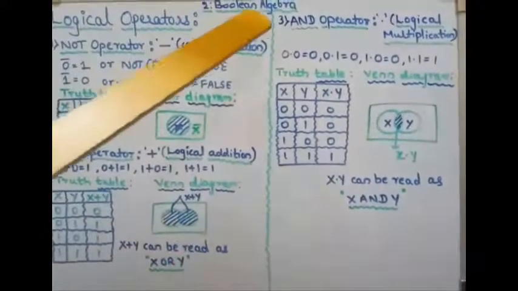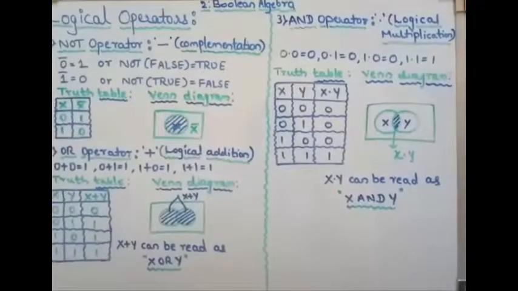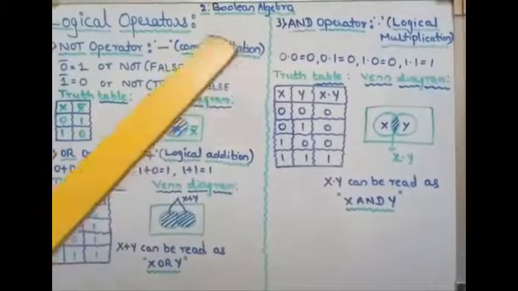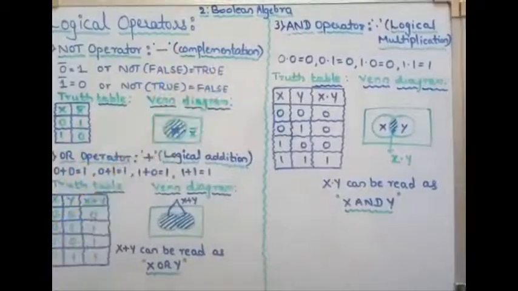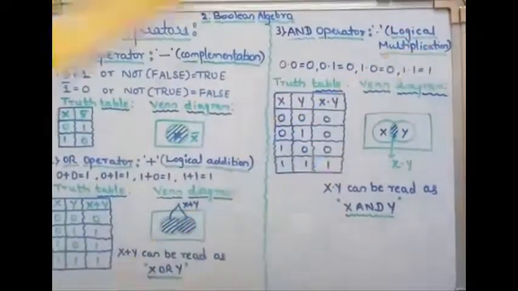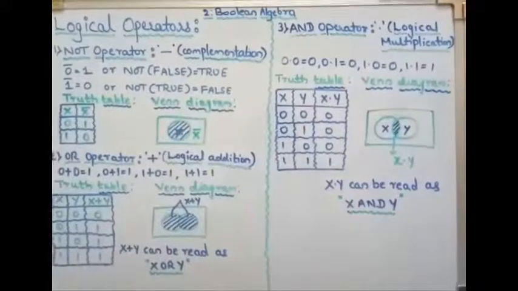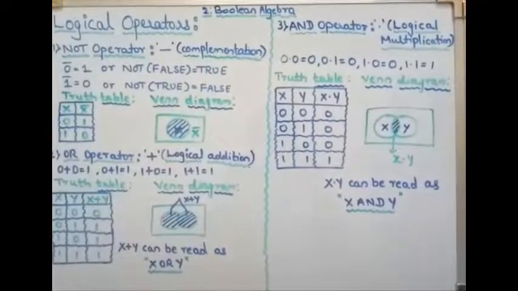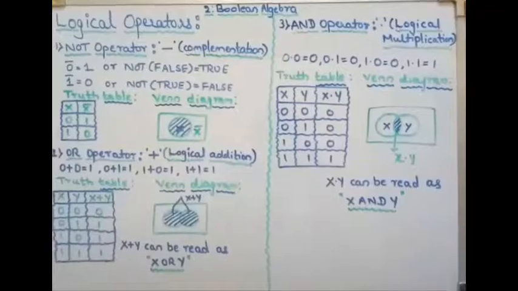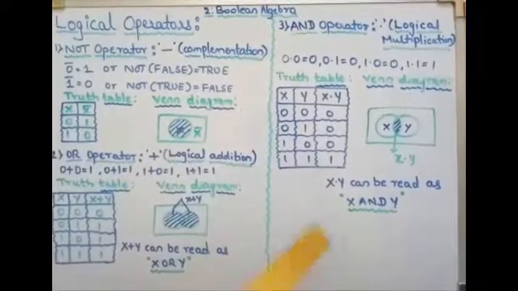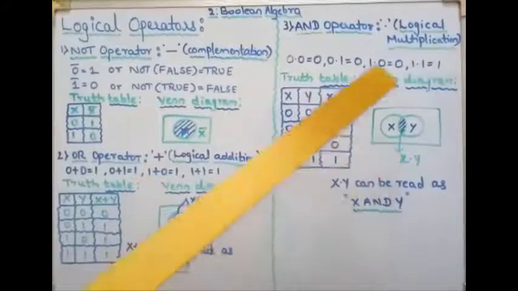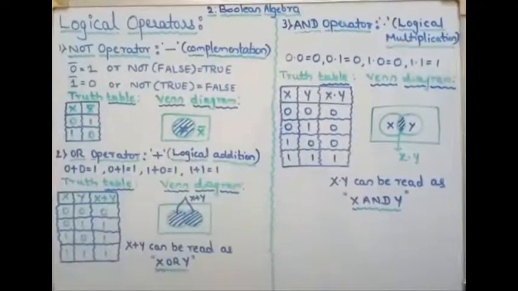Now I want to tell about the third operator, that is AND operator. The third important operator in Boolean algebra is AND operator, which denotes operation called logical multiplication. And the symbol for this operation is dot. X dot y will be read as x and y. This is the truth table for AND operator and this is the Venn diagram for AND operator.